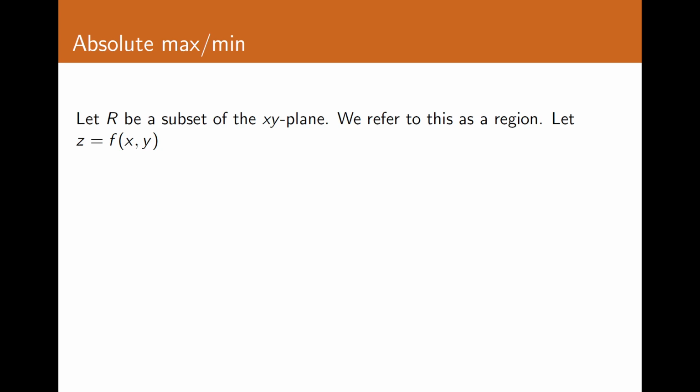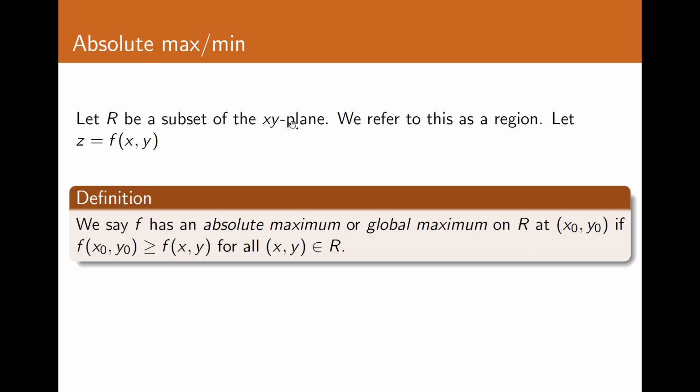In this case, we need to worry about what kind of region we are going to look at in the xy plane to get this. So we're going to let R be a subset of the xy plane, so we refer to these subsets as regions, and let's let z be equal to f of x, y. So we say that f has an absolute maximum or a global maximum on R at the point x0, y0 if f of x0, y0 is the biggest value for all of the x, y's in R.